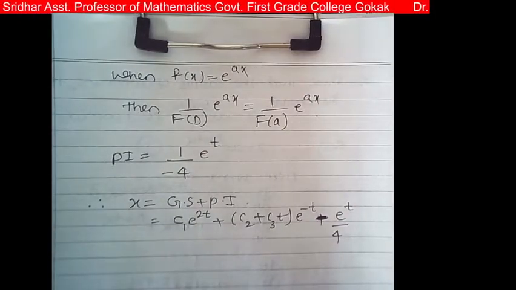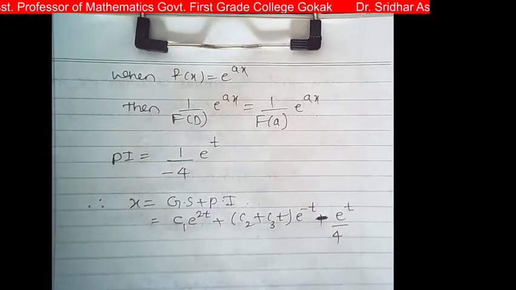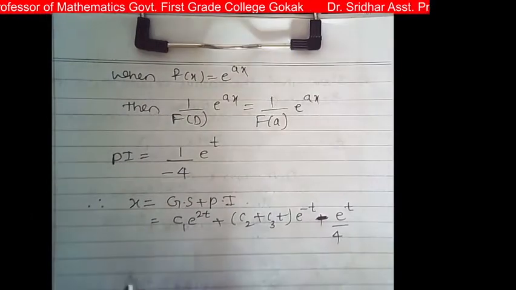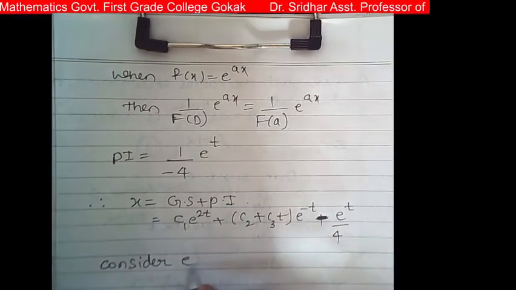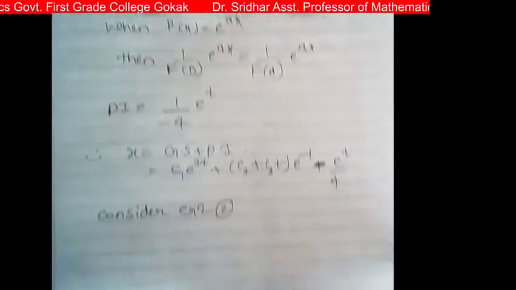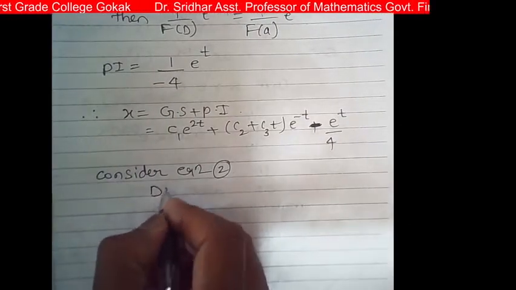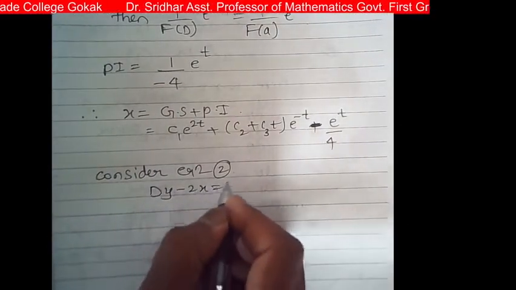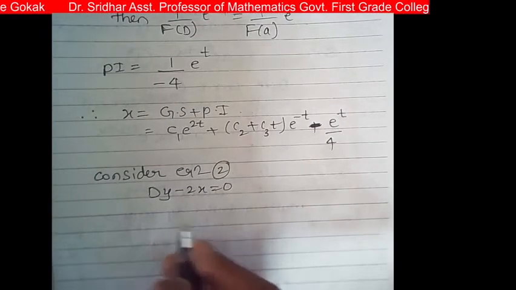Next we should find the value of y also. To find the value of y, now we take equation 2. Equation 2 is Dy minus 2x is equal to 0.